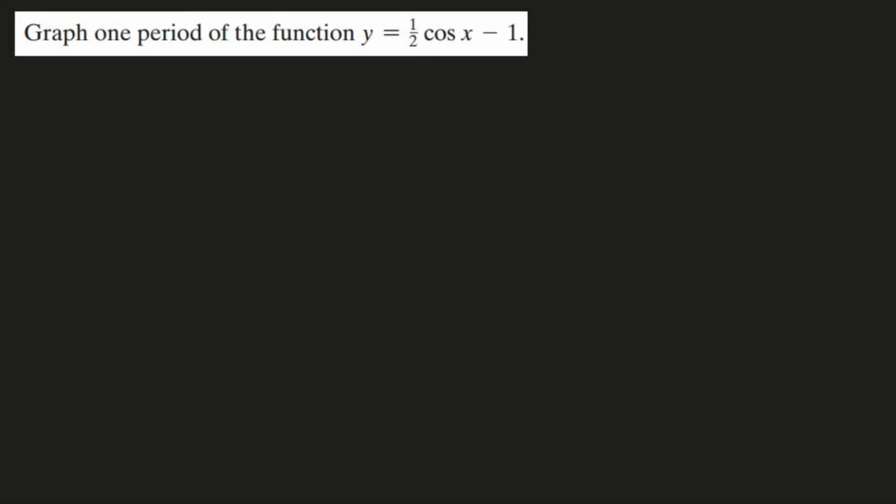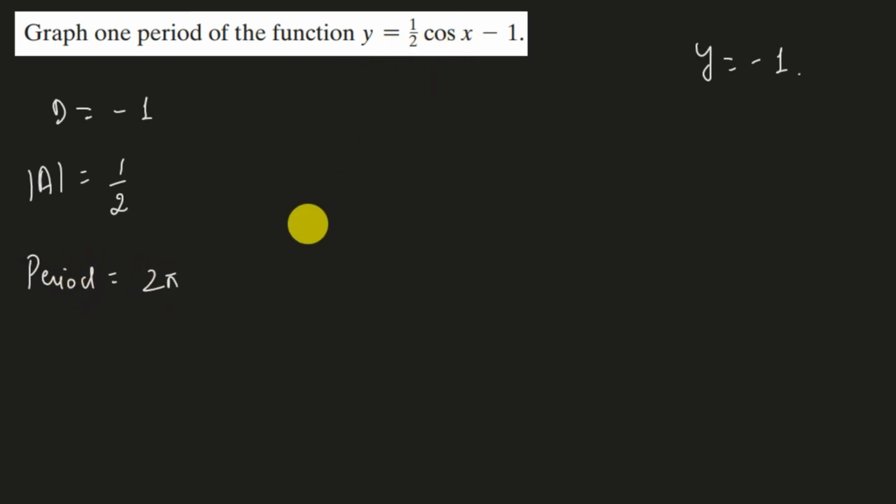Now here we have an example. We have to graph one period of the function y equals half cosine x minus 1. Clearly we can see that the value of d is minus 1 here. That means the graph is going to oscillate about y equals minus 1. Next, what would be the amplitude? Amplitude would be 1 over 2. Period is simple, period would be 2 pi. There is no phase shift here.